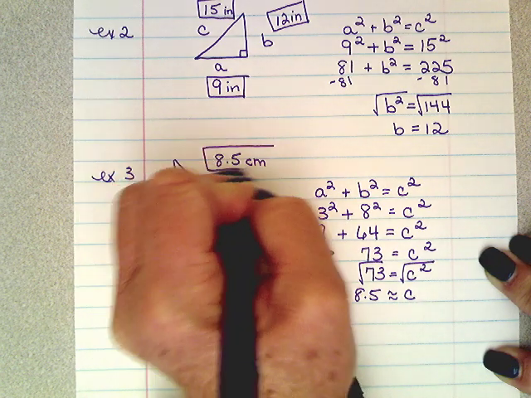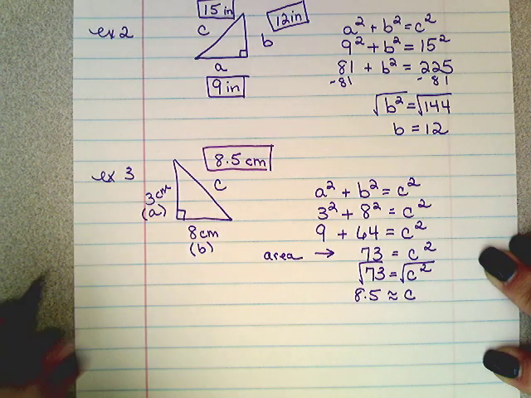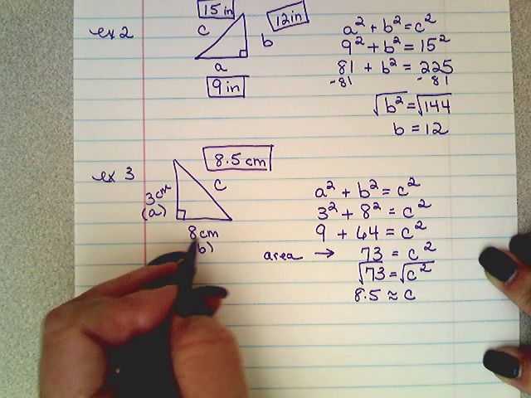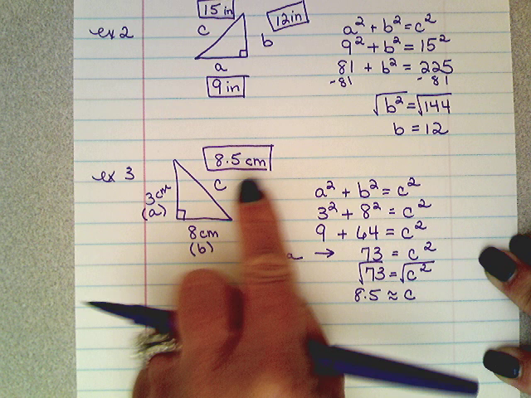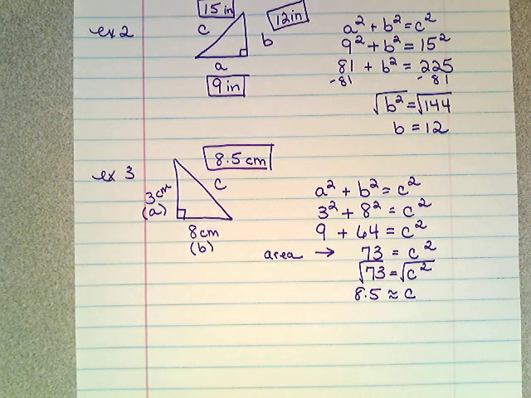Now, does that make sense? Is that my longest side? So if one side is 3 and the other side is 8, then my hypotenuse has to be the longest side at 8.5 centimeters.